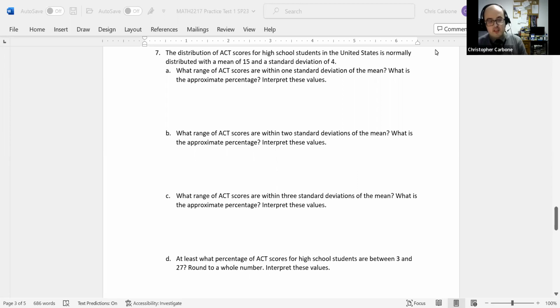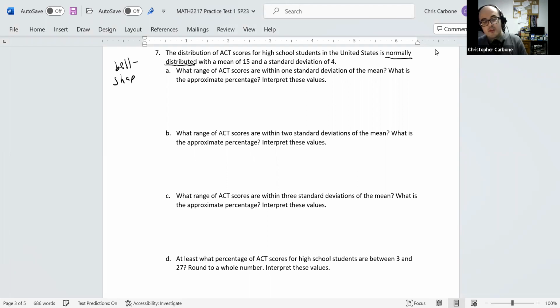I have here the distribution of ACT scores for high school students in the United States is normally distributed. Normally distributed, what does that mean? That means it's bell-shaped, with a mean of 15 and a standard deviation of 4.